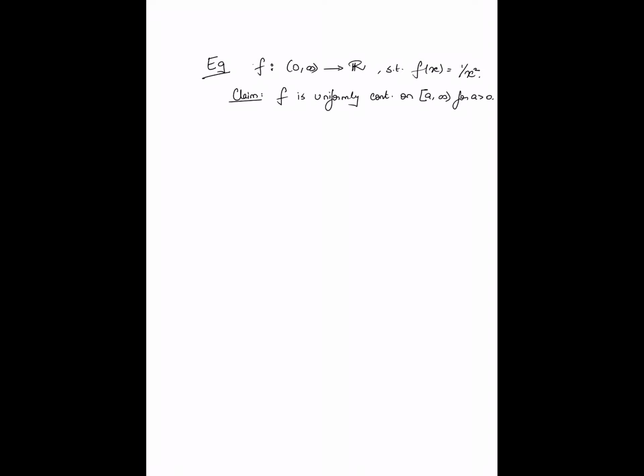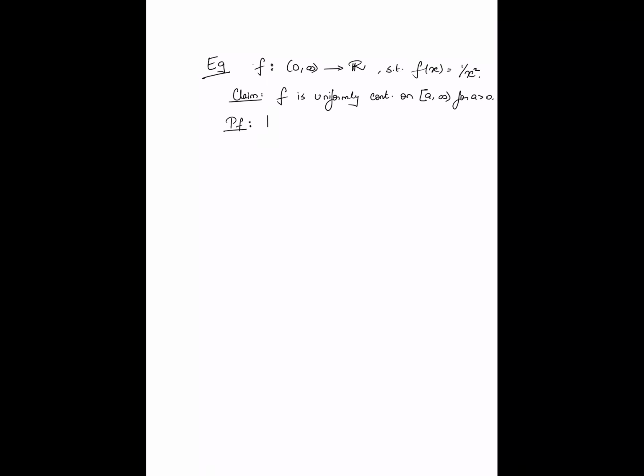So if you pick any a that is positive, and you look at intervals of the form a to infinity, a included, f is uniformly continuous on subsets of this form of the domain. Okay, so how do I go about arguing this? For a given epsilon, I need to produce a delta such that any 2 points which are greater than or equal to a, and which are within delta distance of one another, will have function values which are also within epsilon distance of one another, right?